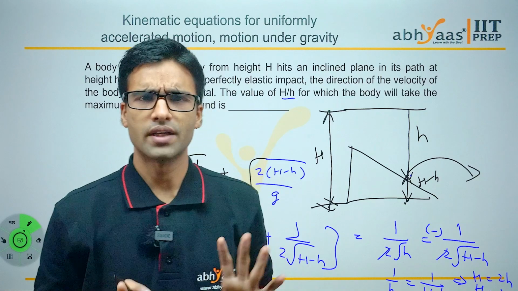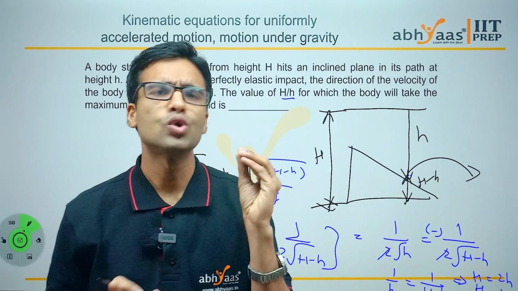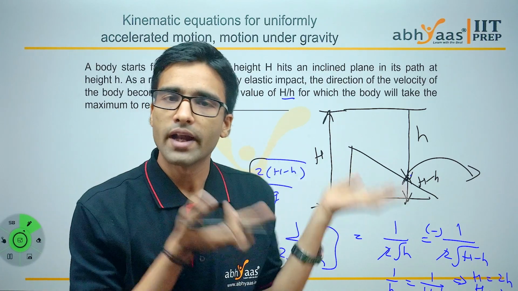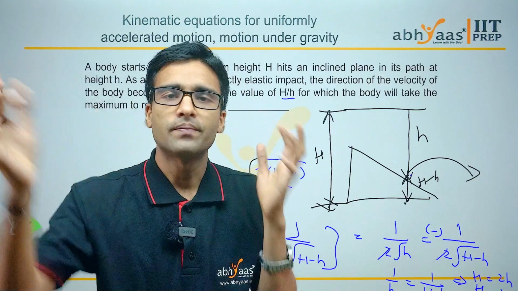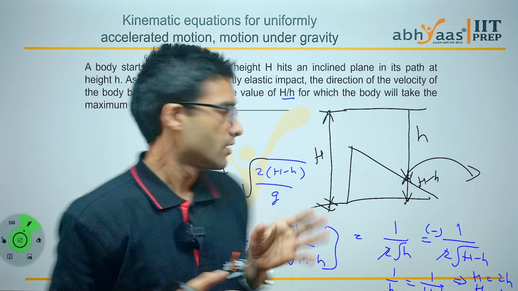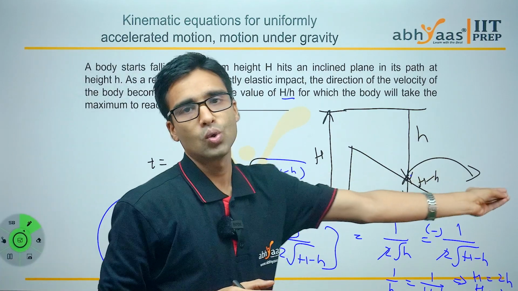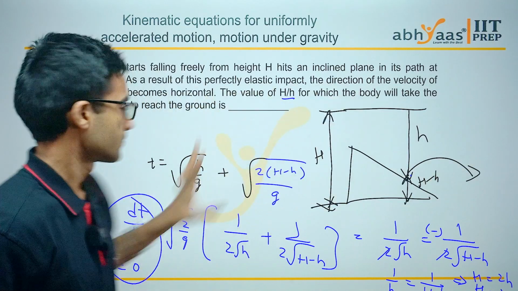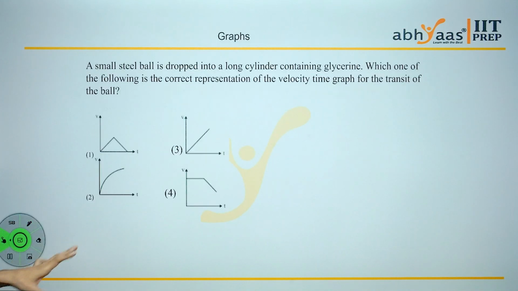Body is freely falling. That means time equals root of 2h by g. Another thing, from there it is going another way, that is the inclined way. So here also it's going 2 into root of (h minus h) by g. Okay. Now going to the next one.